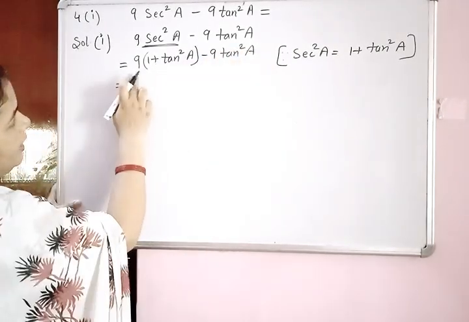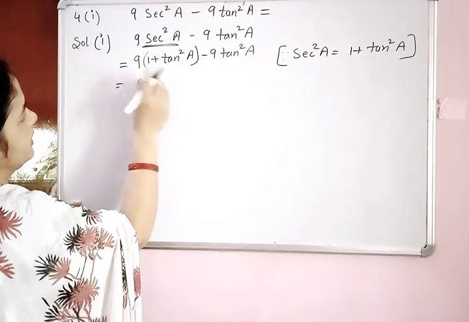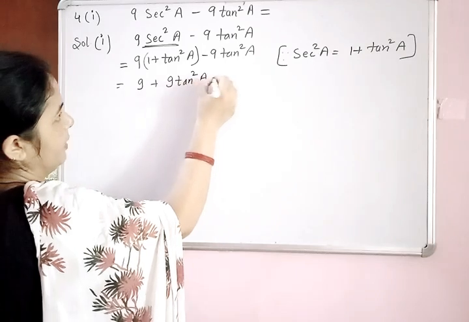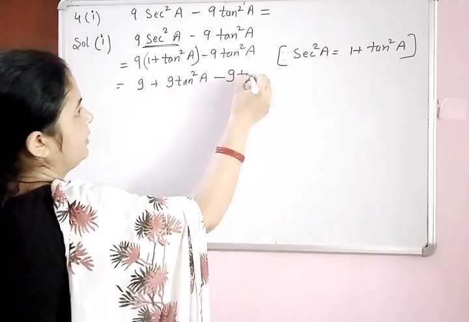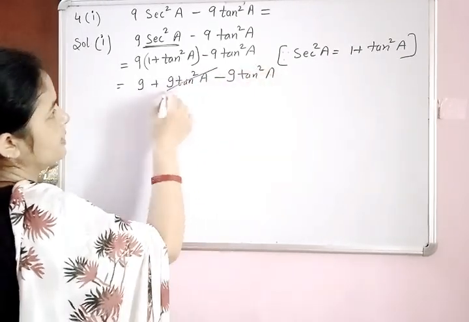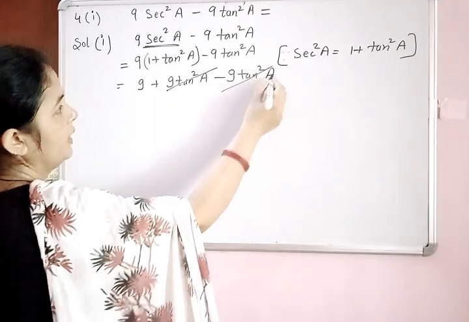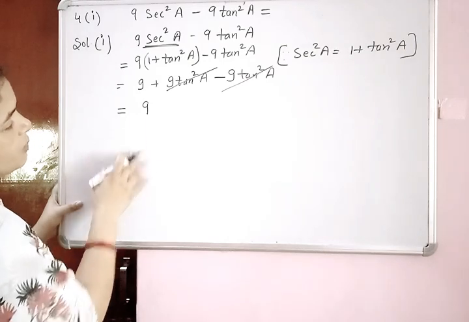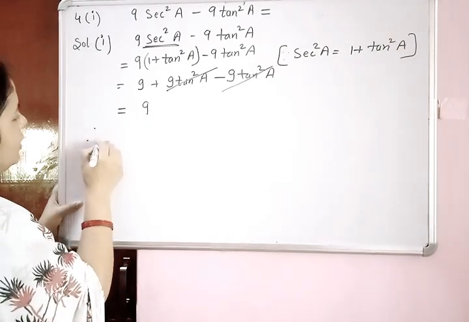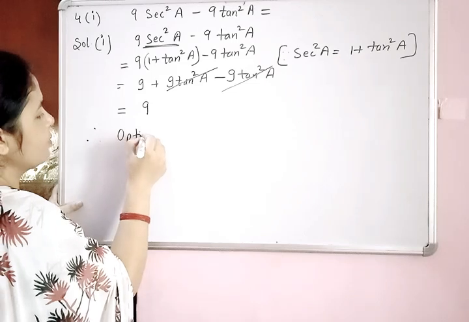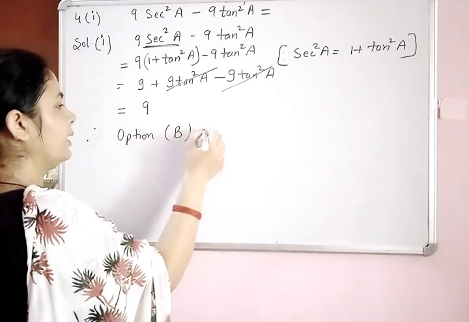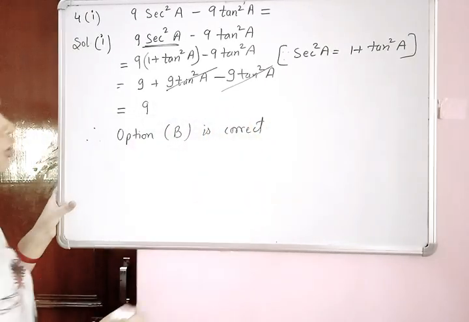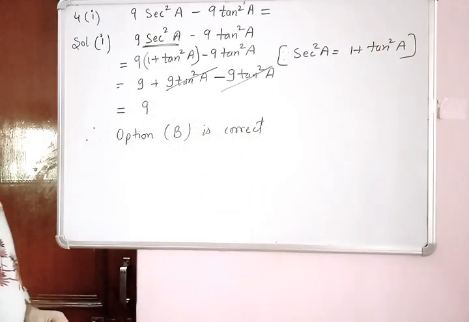Now open the bracket here: 9 into 1, 9, plus 9 into tan square a, 9 tan square a, minus 9 tan square a. Plus 9 tan square a minus 9 tan square a will be cancelled. So it is equal to 9. So in which option do we have 9? In option B. So therefore option B is correct, or we can say that B is the correct option. Now second part is your homework.